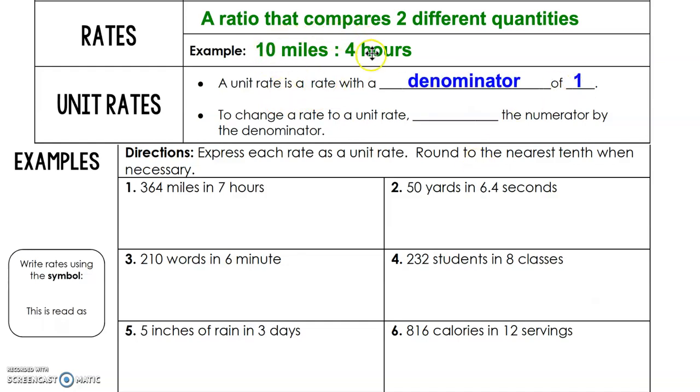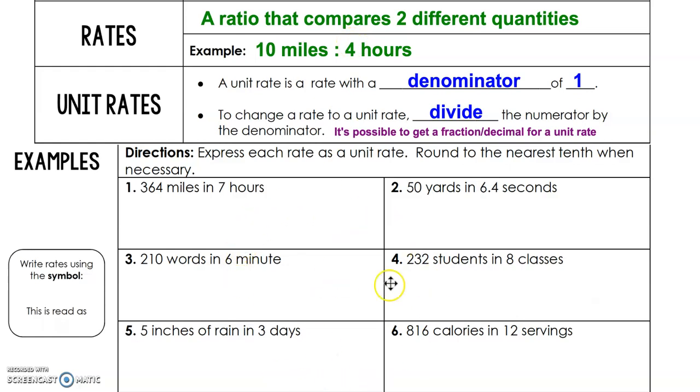So if we were going to look back at our 10 miles for 4 hours, we would want to figure out what our rate would be for just 1 hour. So to change that to a unit rate, we would have to divide the numerator by the denominator. And it is possible to get a fraction or a decimal for a unit rate. If we were to divide 10 by 4, we would get 5 over 2. So we would get 2.5 miles per hour, and that would be our unit rate.